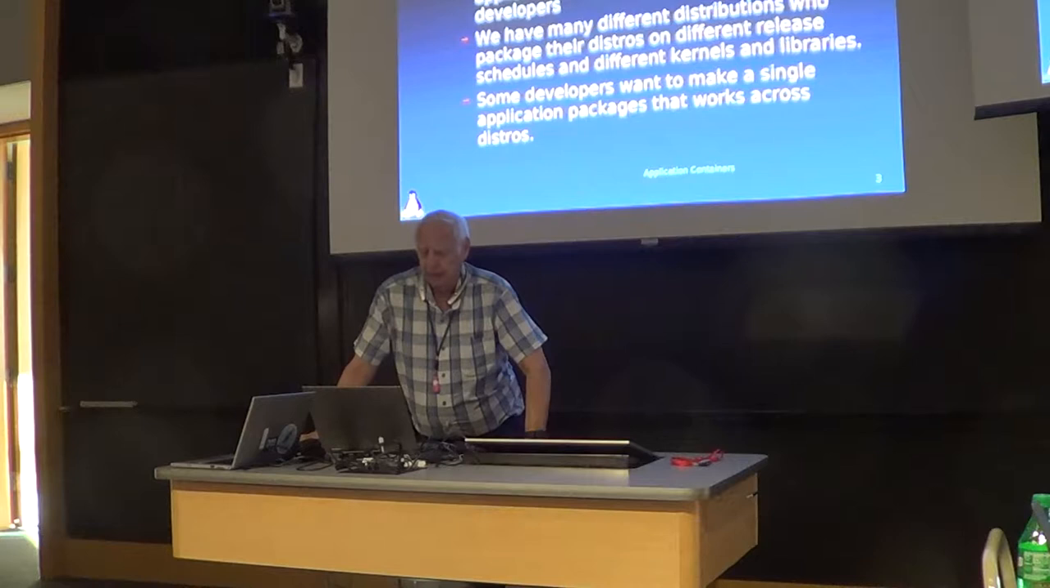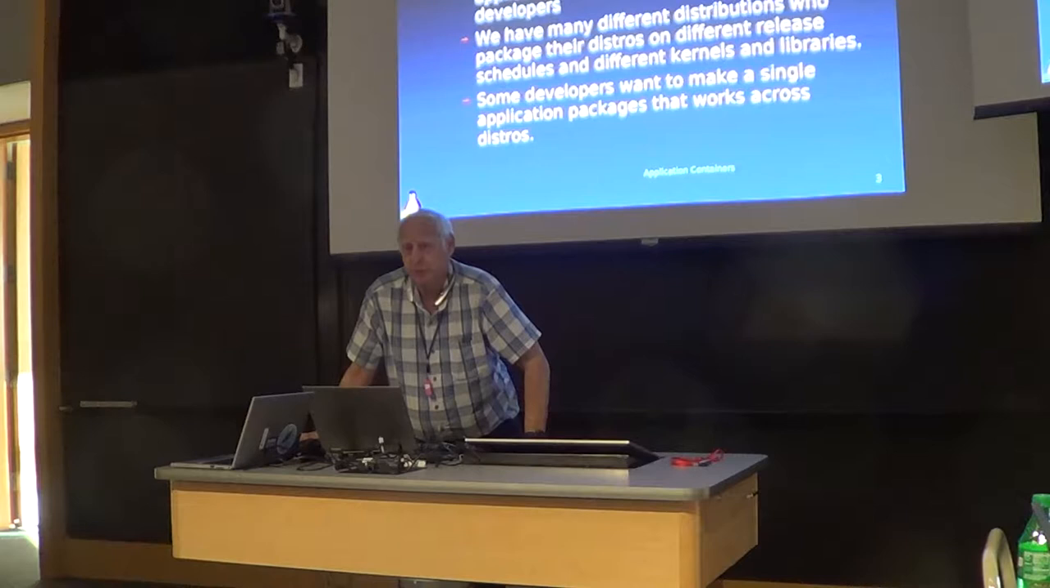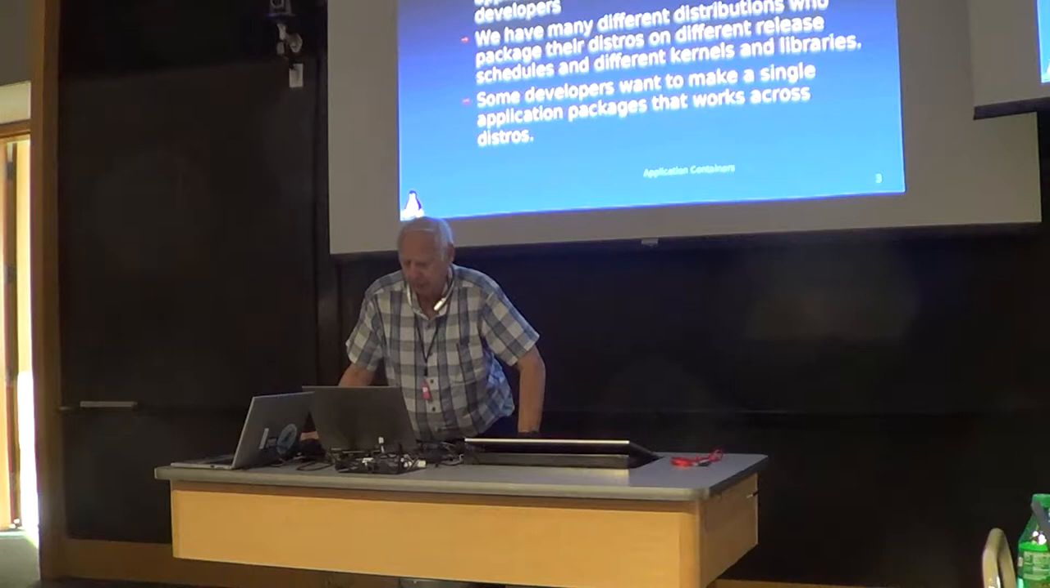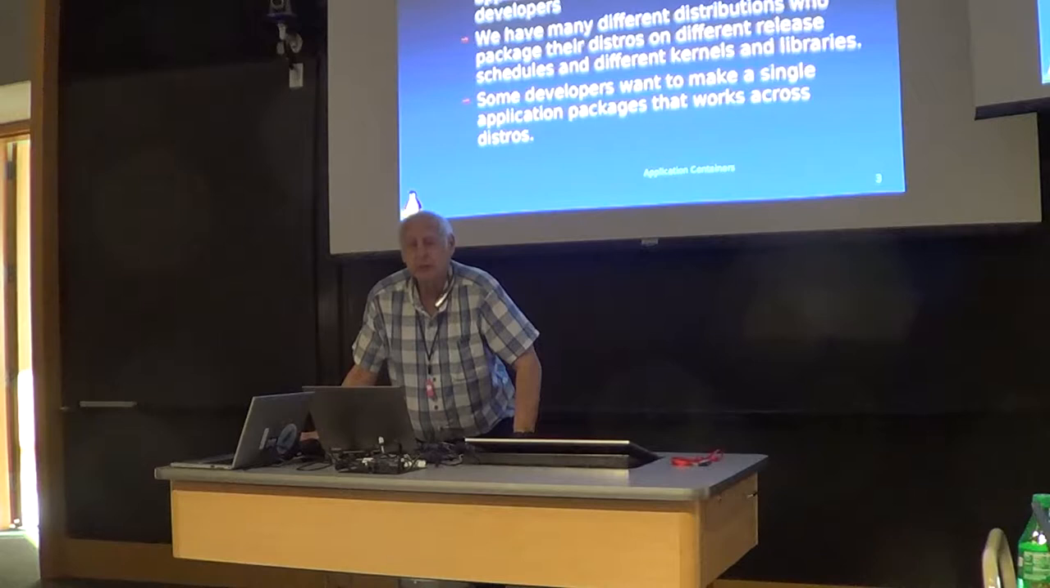And again, we have dozens of distributions. We even have several distributions for visually impaired people. We've seen one here, a presentation here. And so everything releases on a different schedule. For instance, Ubuntu releases every 6 months on their schedule, in October and in April.